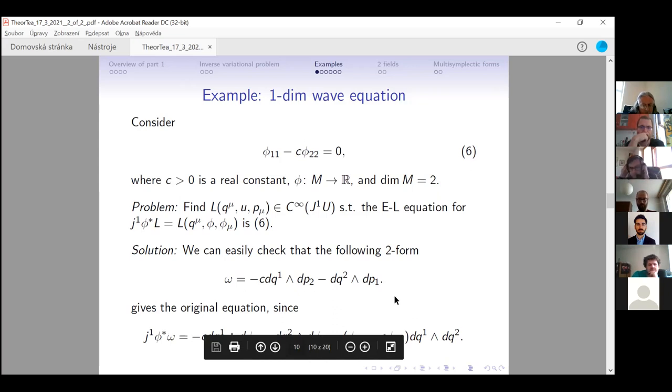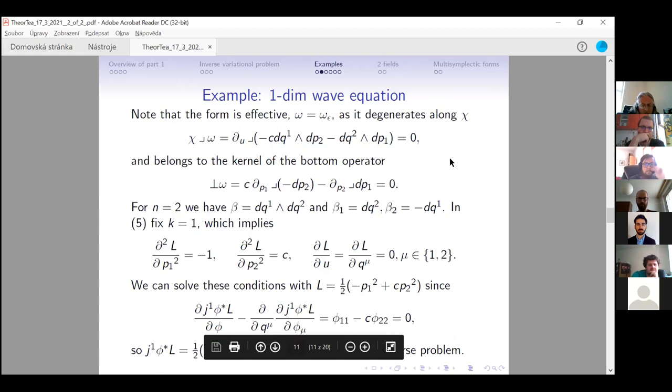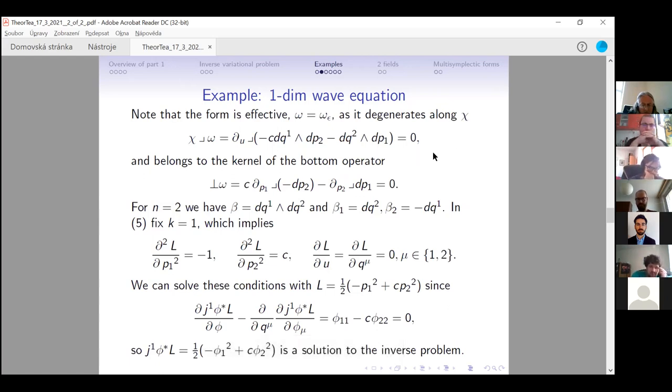And we see the computation here. So in this case, this form is effective immediately. It's not always the case that you guess the form and it's effective immediately. It's usually not, but in this case it is.